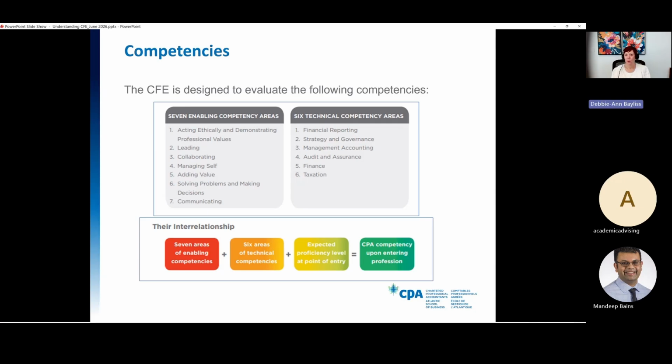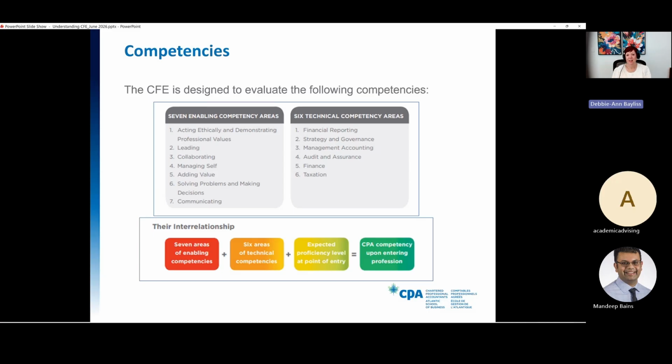So as you know, let's repeat those 6 technical competency areas. To pass level 4, you've got to meet the undisclosed minimum amount of RCs in each of the technical areas, which are financial reporting, management accounting, strategy and governance, audit and assurance, finance, and tax. Now that's the foundation. So it's critical that you have a strong technical foundation.